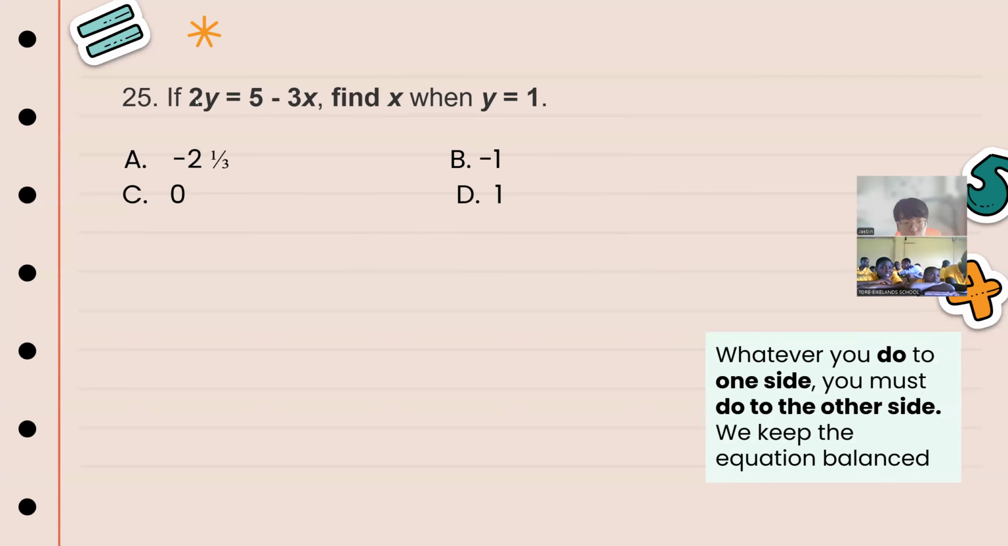If 2y equals 5 minus 3x, find x when y equals 1.